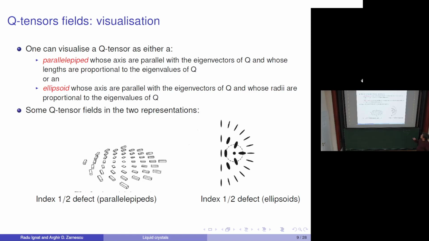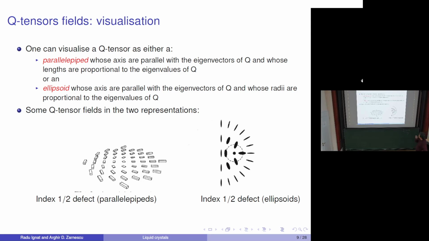So you can visualize a Q-tensor either as a parallelepiped whose axes are parallel with the eigenvectors of Q, and the lengths of this parallelepiped are proportional to the eigenvalues of Q, or an ellipsoid, again with the axes parallel with the eigenvectors and the radii proportional to the eigenvalues. So basically you have here the same matrix-valued field represented either using a parallelepiped or an ellipsoid, and of course it's a different perspective. This one is made like this, and the other one is more horizontal.